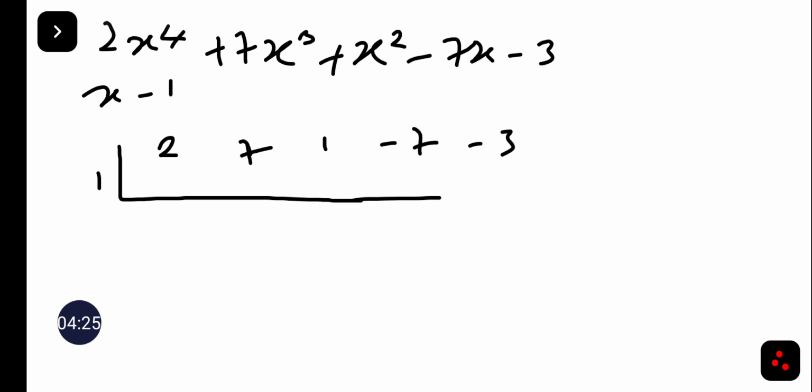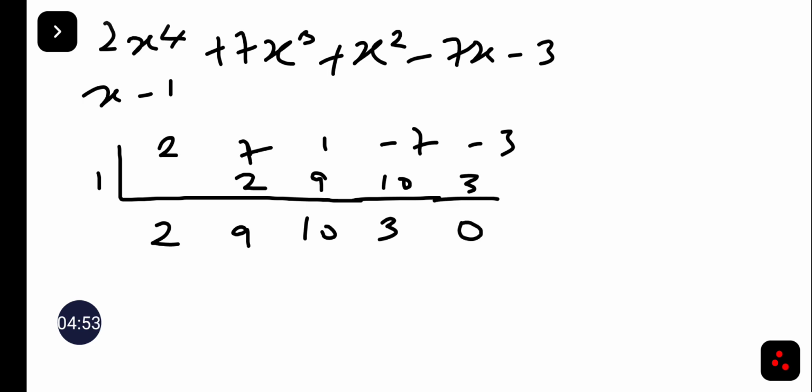Now the first coefficient comes down. 1 times 2 is 2. Now 7 plus 2 is 9. 1 times 9 is 9. 1 plus 9 is 10. 1 times 10 is 10. Negative 3 plus 10 is 3 — sorry, negative 7 plus 10 is 3. 1 times 3 is 3. So you see that negative 3 plus 3 gives us 0.